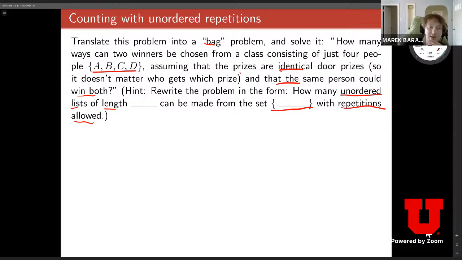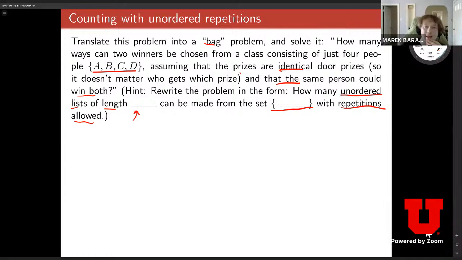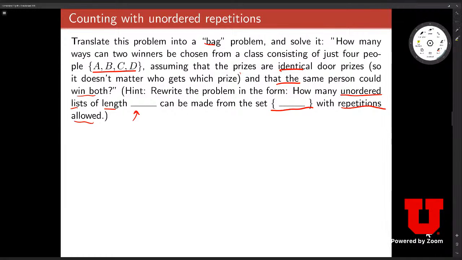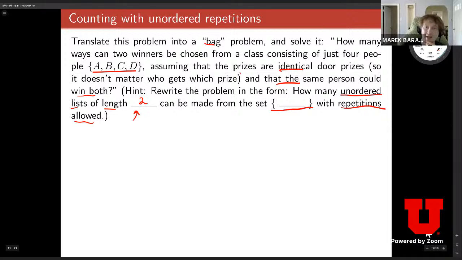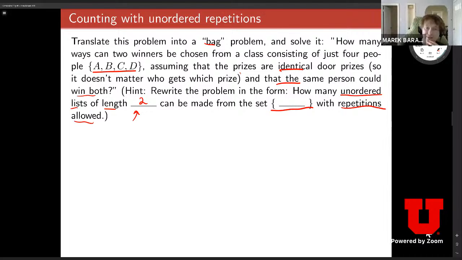Okay, so who wants to help me fill in what goes here? Does anyone have an idea? I'd like to try. Would it be 4? Why would it be 4? Oh, I got myself wrong. I'm thinking 2 in that case. Okay, yeah, it is 2. And why is it 2? Because you can only win 2 prizes. Yeah, because we only have 2 prizes that we're giving out. So we're just choosing 2 things from this list.